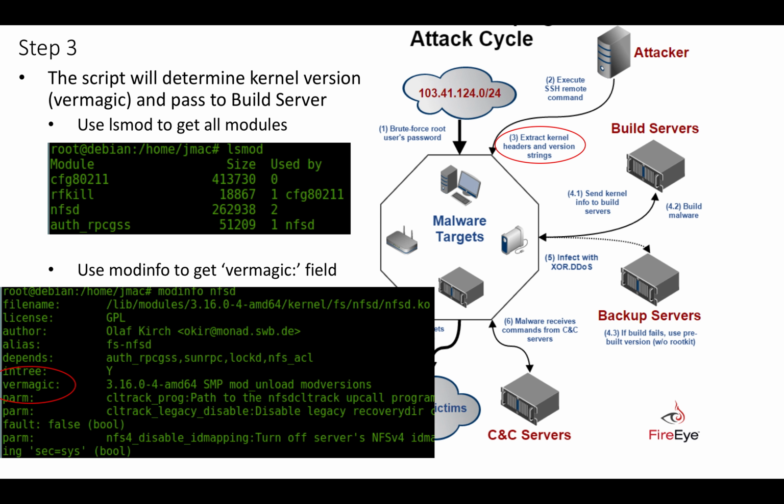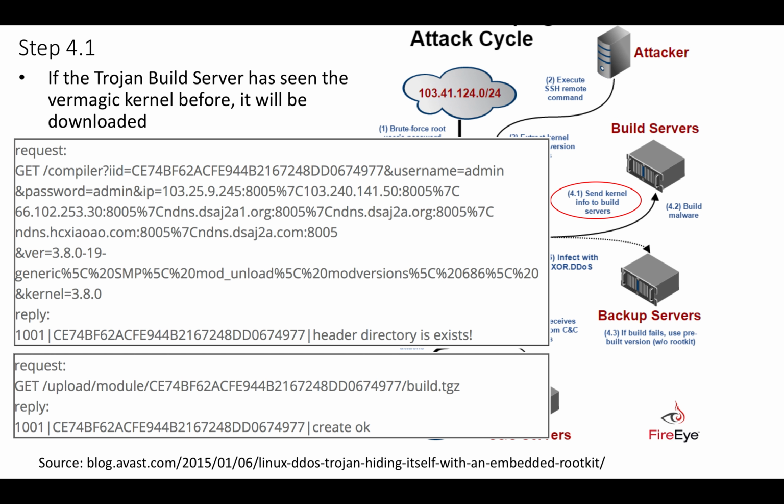But now that it's run that file and it's running local on the machine, the next step it's trying to do is determine the kernel version of that compromised Linux server, and that's called the vermagic string. What it does is it uses lsmod to get all of the modules, and then I think it picks the last module and then uses modinfo. And then you can see I've circled the vermagic string, and that tells you exactly the version number. It's pretty ingenious what it's trying to do. Its ultimate goal is to build this rootkit if it can, but it's looking to see what it's got.